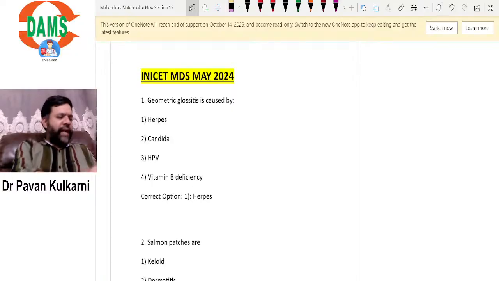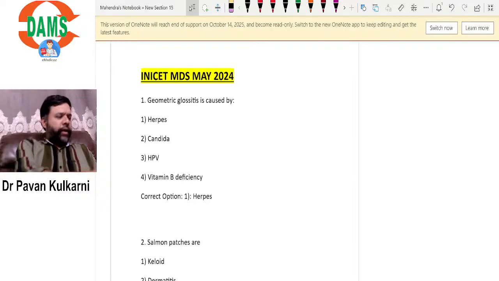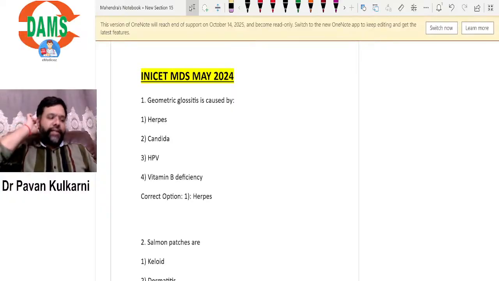Okay, let us start with the first MCQ here. The first MCQ states that geographic glossitis, or I mean geometric glossitis, is caused by. Usually glossitis means whenever we come across geographic tongue. Okay, that's why I got this slip of tongue. Geometric glossitis is caused by.